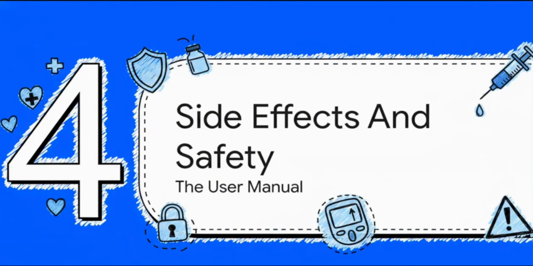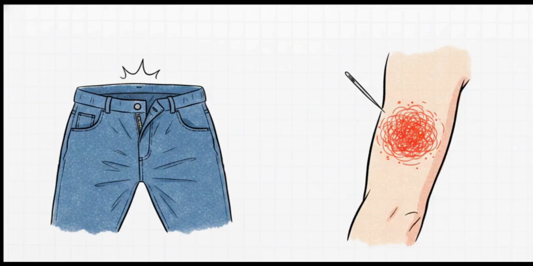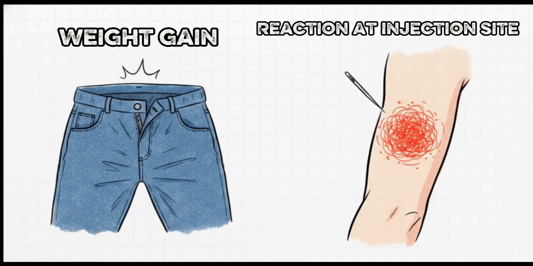Now, let's talk about side effects. The most important one to know is hypoglycemia, or low blood sugar. This can occur if insulin is given inappropriately or if there is no food intake. Think about it. If there is no glucose coming in from the food and you administer insulin, it will drive down whatever glucose is already in the blood, making it even lower. Insulin can also cause weight gain and localized reactions at the injection site.